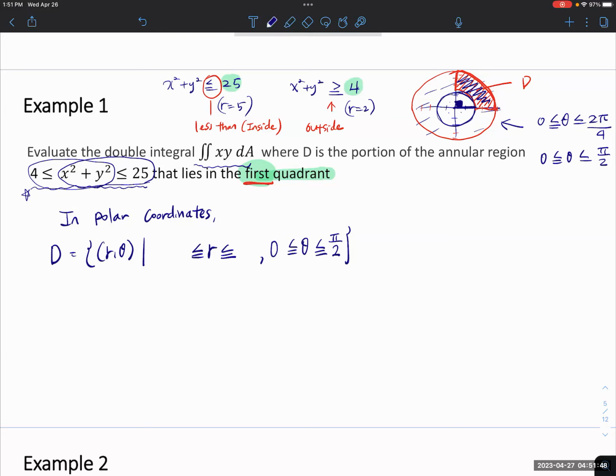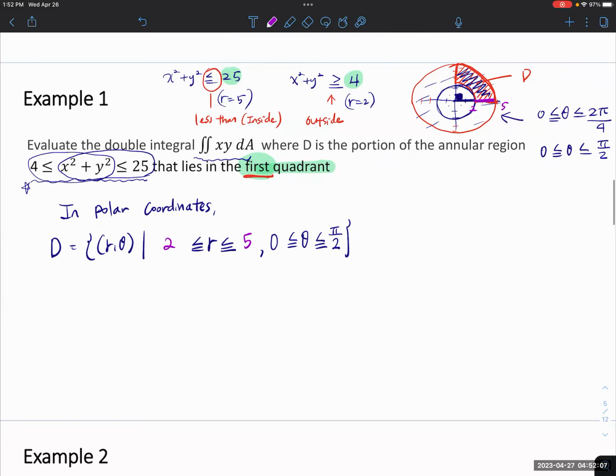So it's going to be between, this is a 2, this is a 5. So this is all you have, from 2 to 5. So it's easy to find out. Thank you, Yanni, that's great. So we have a radius, we have data in the first quadrant. Gotcha, this is your interval, okay? So I'm going to minimize this a little bit.